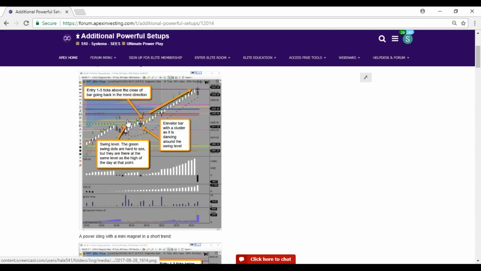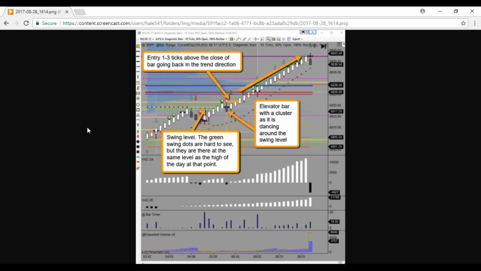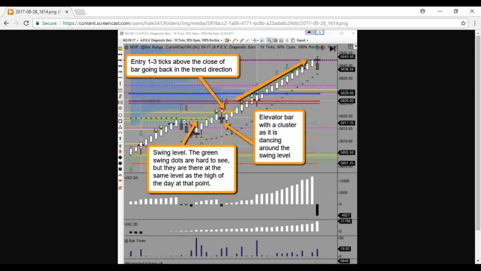Let's take a look here. And again, you've got access to this forum post. You can go all the way through here as well. So right here, what do we have? Let's open this up a little bit. Can you see? It's a little hard to see because it's also covered over with this other one. But you see the swing level right here? The green dots are hard to see, but they're there because they're at the same price as the high of the day. You see it right here?